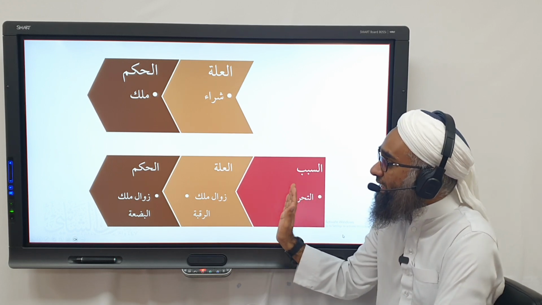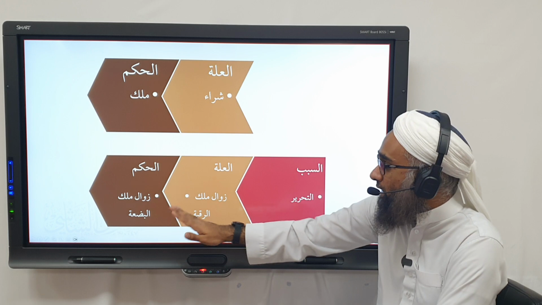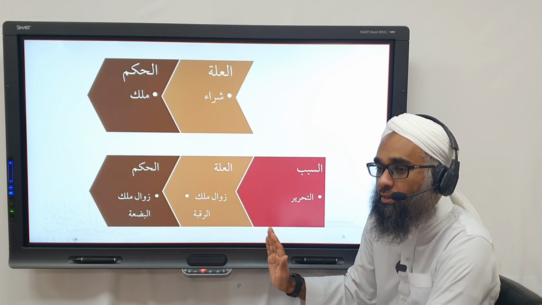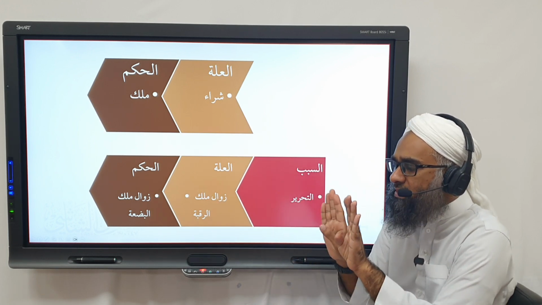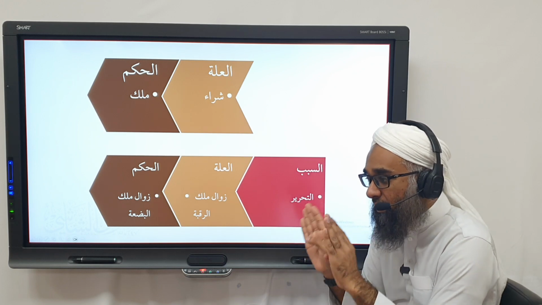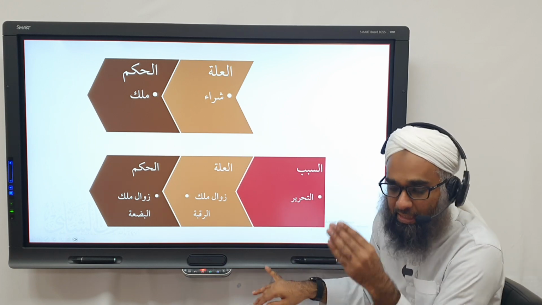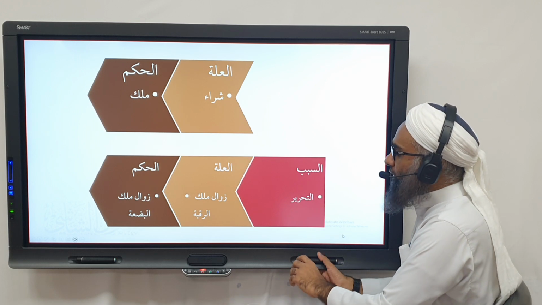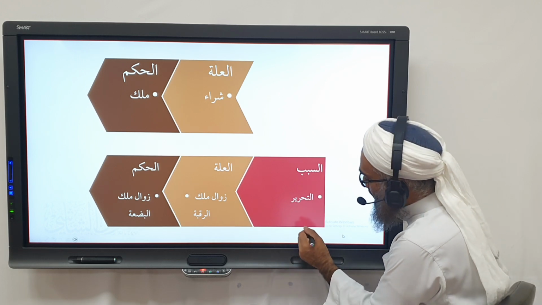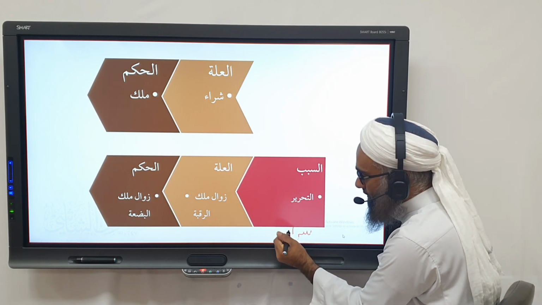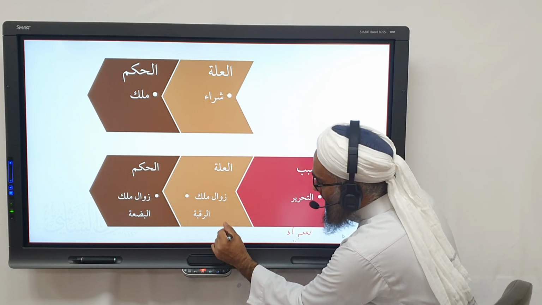So tahrir is not an illa for zawal milk al-bud'a, but rather it comes via a stage. Do you understand? So what we're seeing here is that we have sabab, illa and hukm. We have three stages. Another example we could use here, for example, is shira. So shira leads to what? Milkur raqabah.